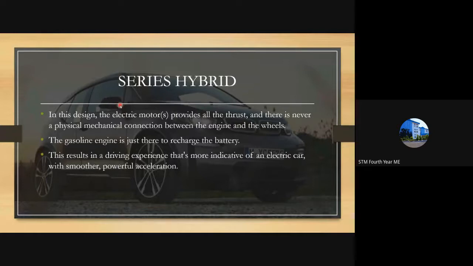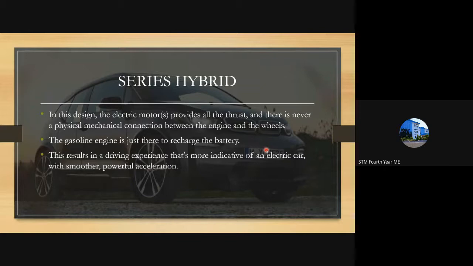So what is the purpose of the engine? The gasoline engine is just there to recharge the battery. The battery is only being recharged. For recharging the battery, the engine is provided in a series hybrid. So it is mostly an electric car if the engine is removed.